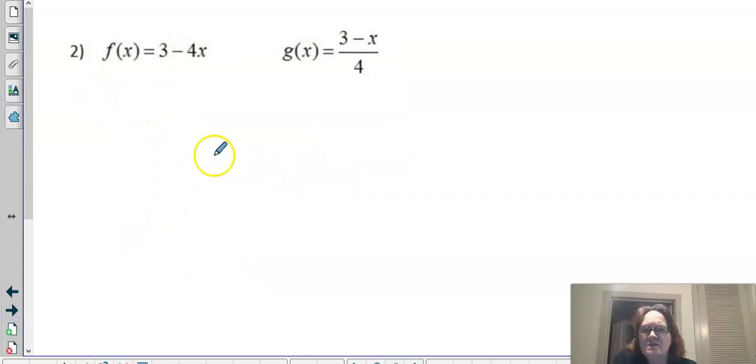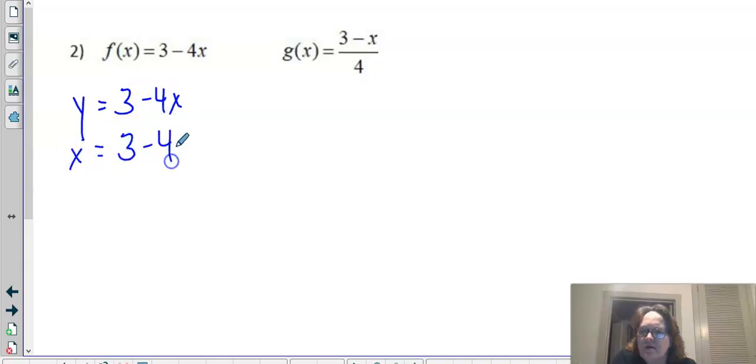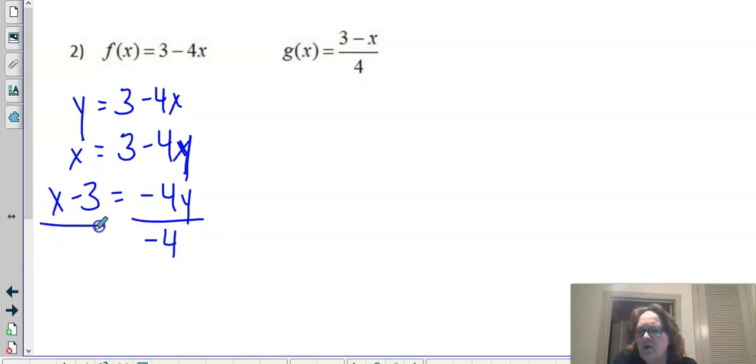So if I were to take f of x equals 3 minus 4x and find the inverse of it, I would do y equals 3 minus 4x, switch that, x equals 3 minus 4y, and then solve for y. So I need to subtract 3: x minus 3 equals negative 4y, divide by negative 4. Well, y equals (x minus 3) over negative 4, but look at this.